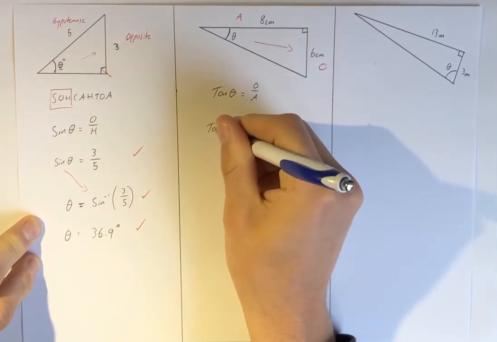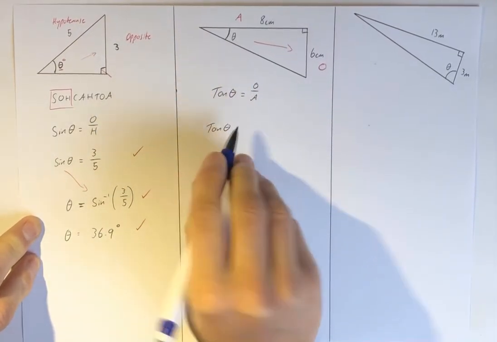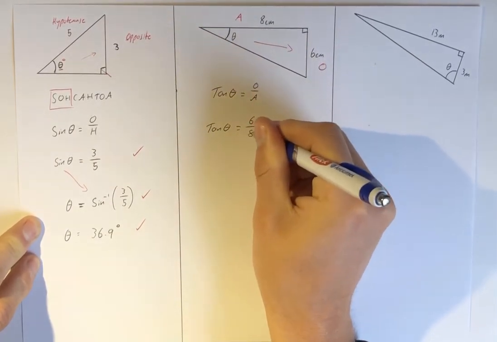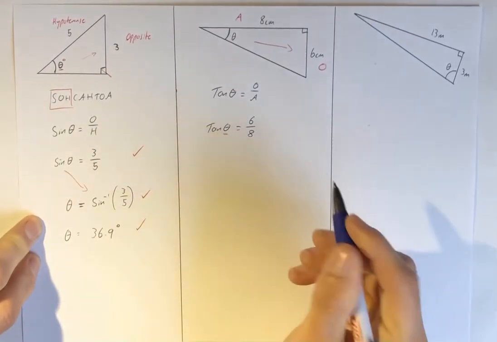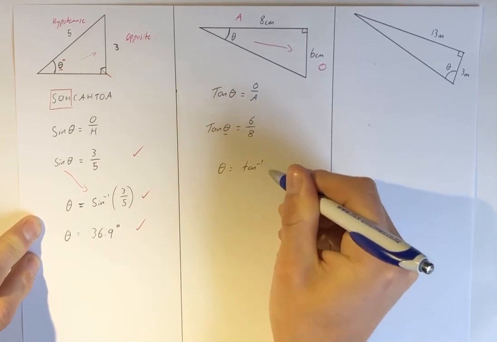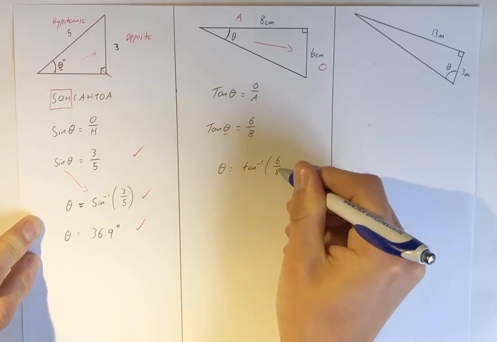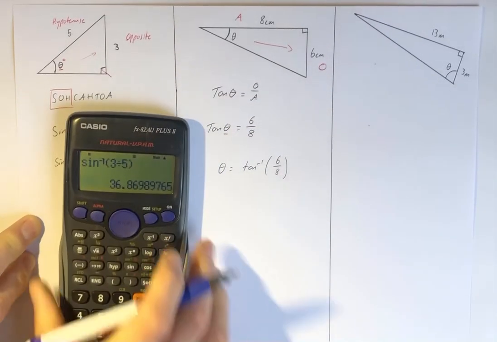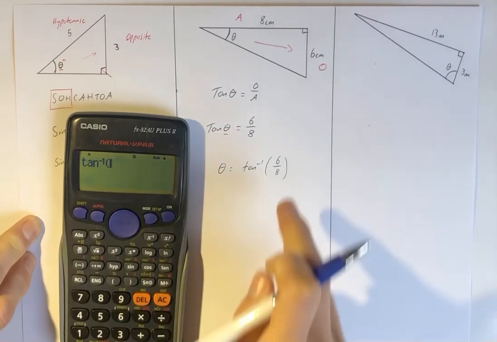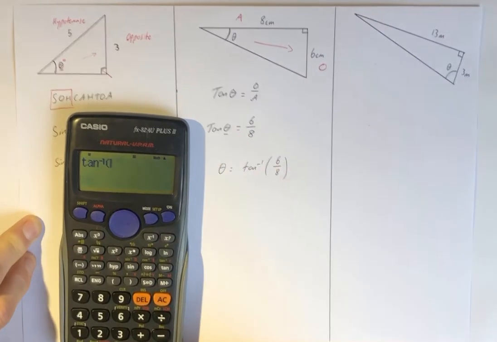Now, I actually don't know theta, so it stays as theta, but we know O is 6 and A is 8. 6 and 8. And so when we don't know the angle, we go to this next step, where theta is tan inverse of 6 over 8. So let's have a look at what that looks like. Shift tan, there's our tan inverse. 6 divided by 8, just treat that as a division. Close that bracket off, equals.